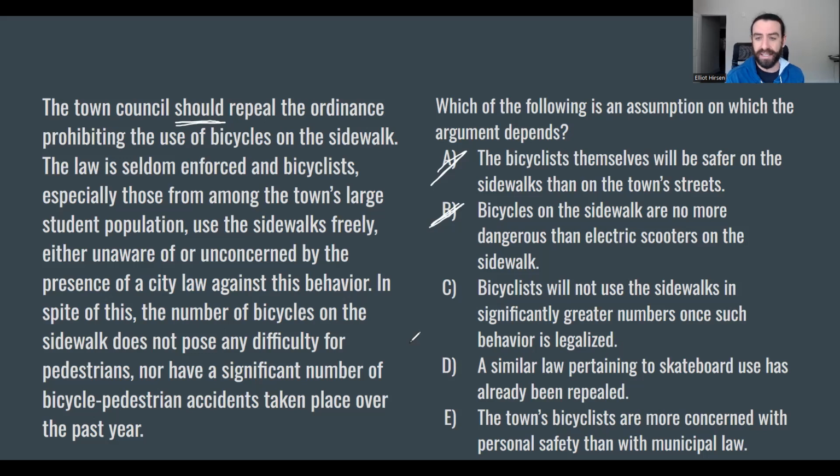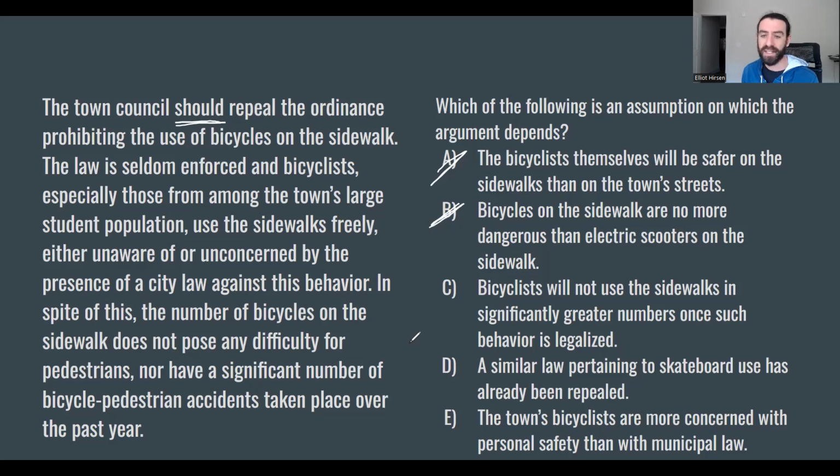Answer choice C says bicyclists will not use the sidewalks in significantly greater numbers once such behavior is legalized. Now, let's think about that. If we repeal the ordinance and a lot more bicyclists start using the sidewalks, could that change things? Could that maybe make it more dangerous or cause more arguments? Yeah, that seems pretty reasonable. So this one is directly addressing whether or not we should repeal the ordinance. Maybe you know it's the right answer right away, but even if not, remember, we're practicing process of elimination here. So we'll just say for now that we'll keep that one and keep evaluating answers to find out whether it's really the best one.